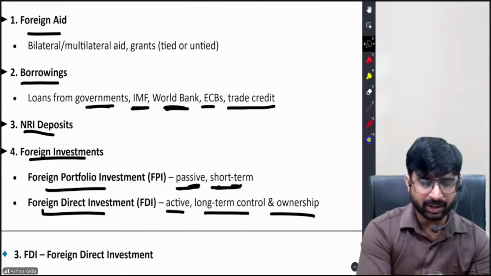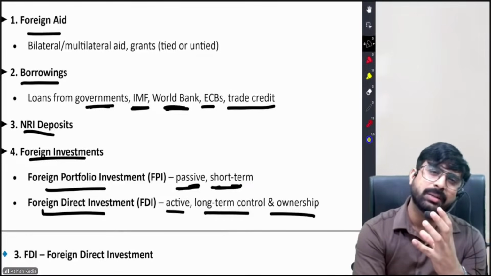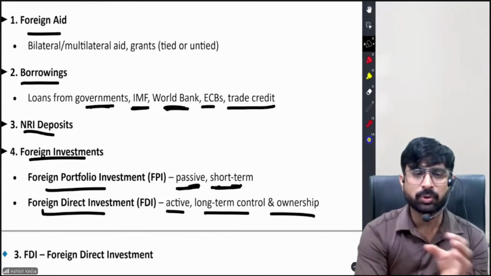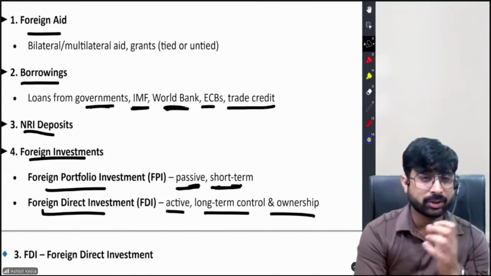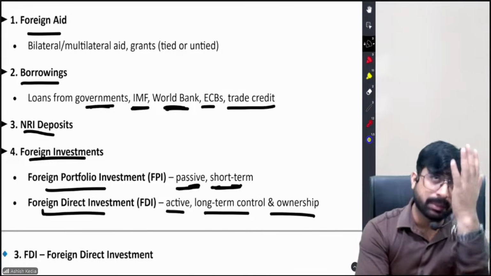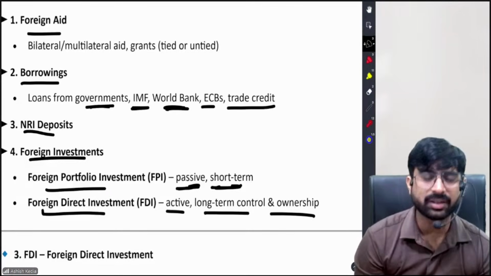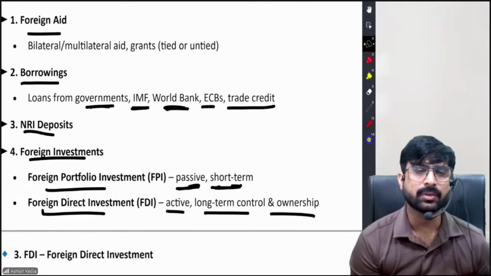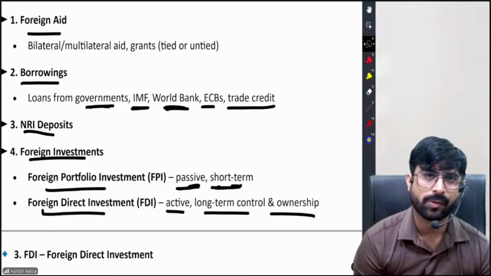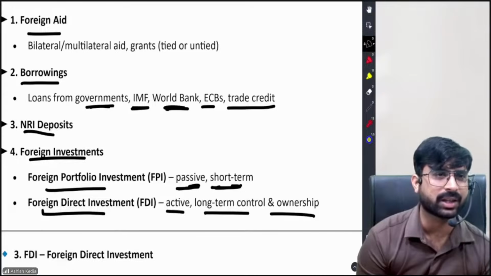In FDI, suppose I give the example of Bill Gates. Bill Gates invests money in India. When he does so, he is setting up a Microsoft office in India. He is buying land, buying a building, hiring staff. So it is an active investment, an active involvement. Here, the goal is long-term control and ownership of Microsoft. He is not buying Microsoft just to sell it 3 months later at a higher price.